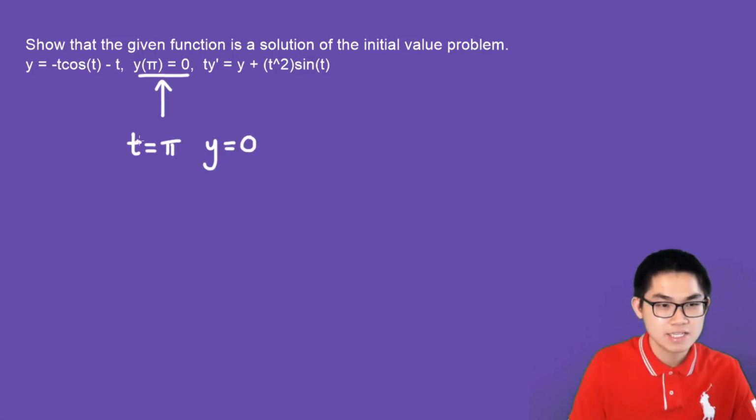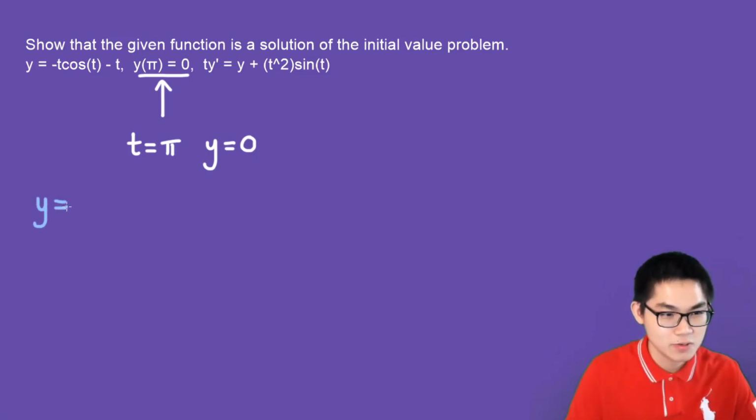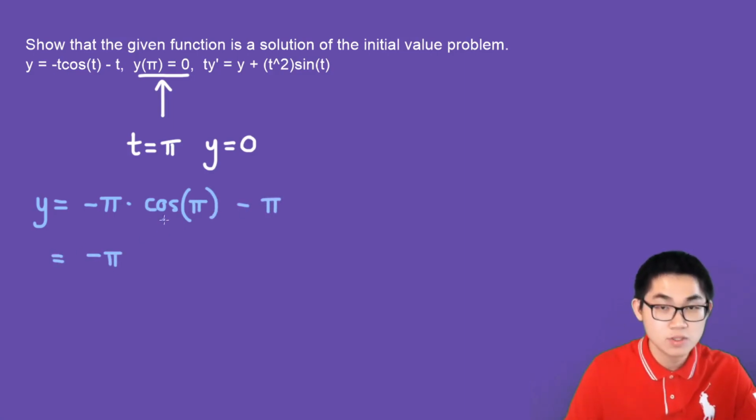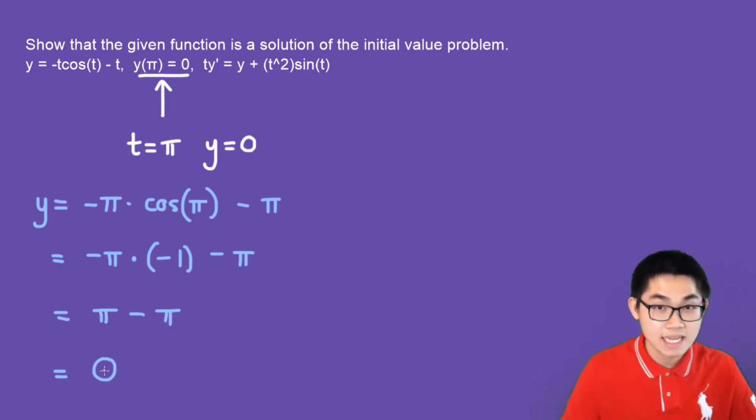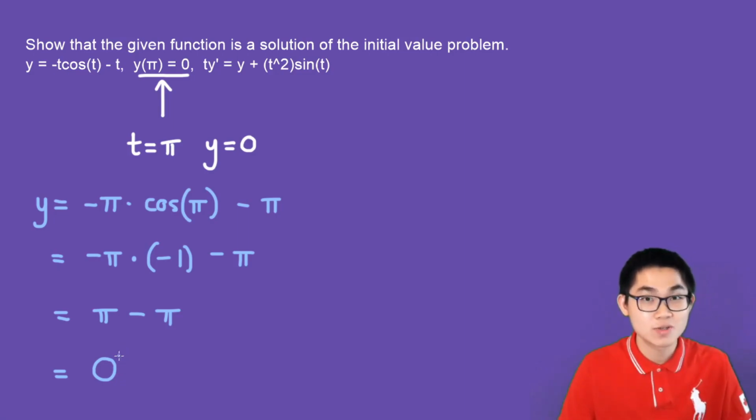And the first step is to plug t into our equation and see if y is indeed 0. y is equal to negative t, we can write it as negative pi, times cosine of t. We can just say cosine of pi, minus pi. So what is cosine of pi? Well, remember it's negative 1. And this gives us pi minus pi, which is 0. And because y is indeed 0, we can move on to step 2.